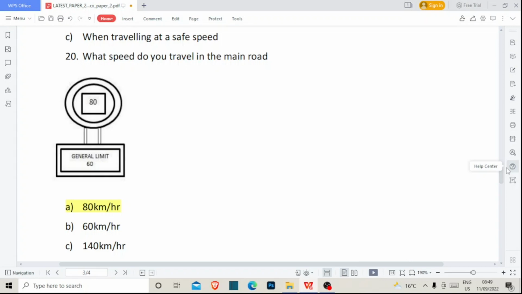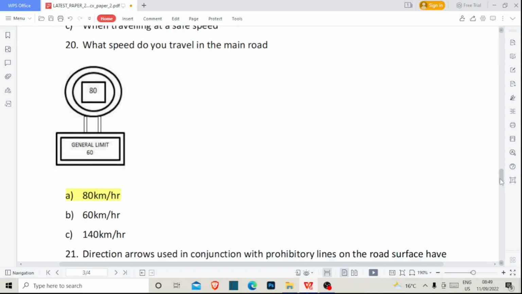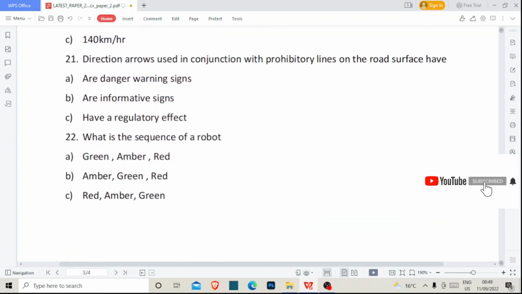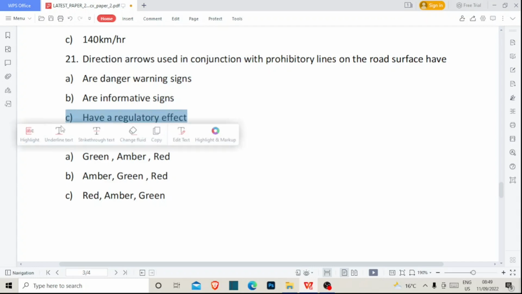Another name for circular signs is mandatory. So you are mandated by that sign to travel at 80 or less, and not go above 80. So let's go for number 21. Direction arrows are used in conjunction with prohibition lines on the road surface. You have option A, danger warning signs, B, informative signs, C, have a regulated effect. So the correct answer here is C, they have a regulated effect.